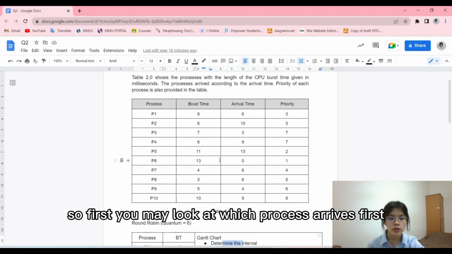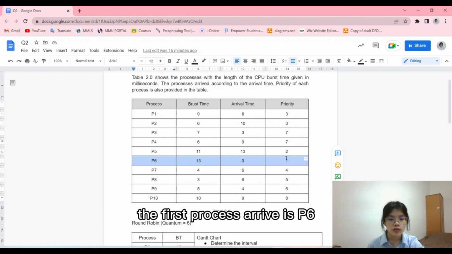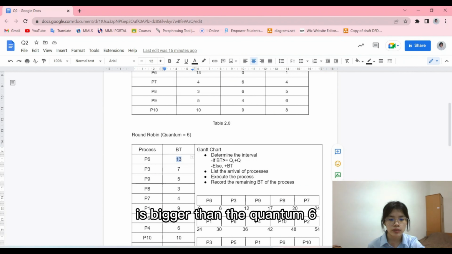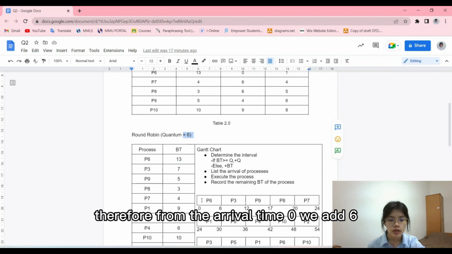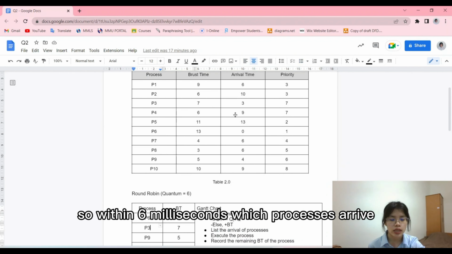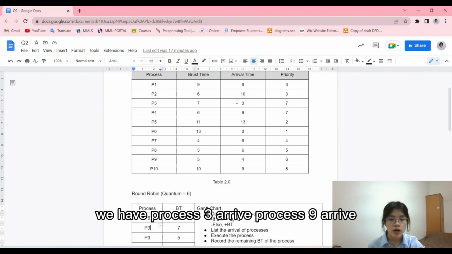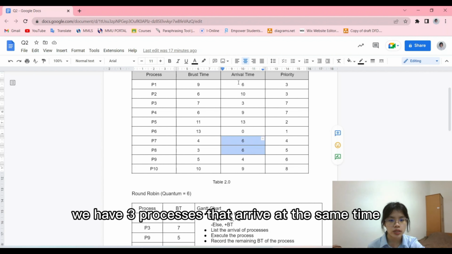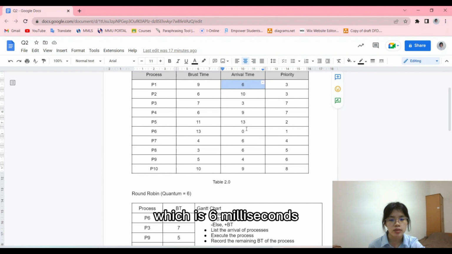So first, we must look at which process arrived first. The first process arrived is P6, with burst time 13. The burst time 13 is bigger than the quantum 6. Therefore, from the arrival time 0, we add 6. Next, we list down the arrival of processes. Within 6 milliseconds, which processes arrived? We have process 3 arrive, process 9 arrive, and then 3 processes that arrive at the same time, which is 6 milliseconds.